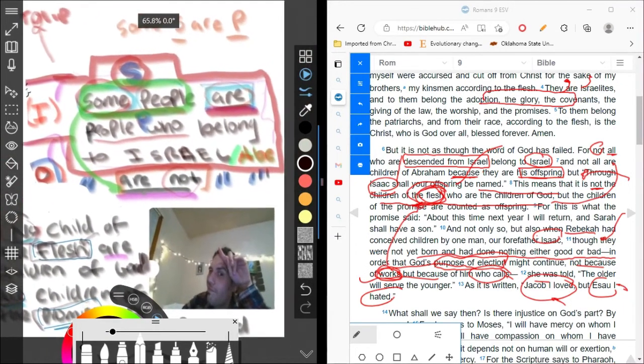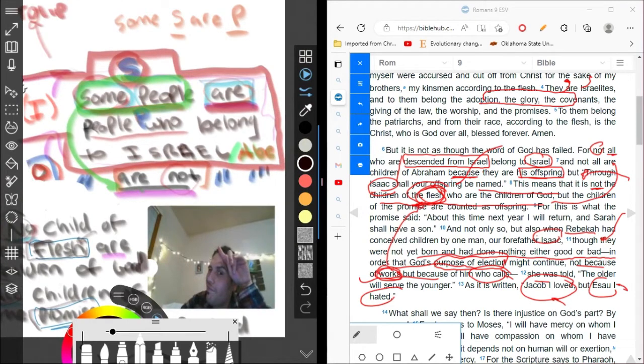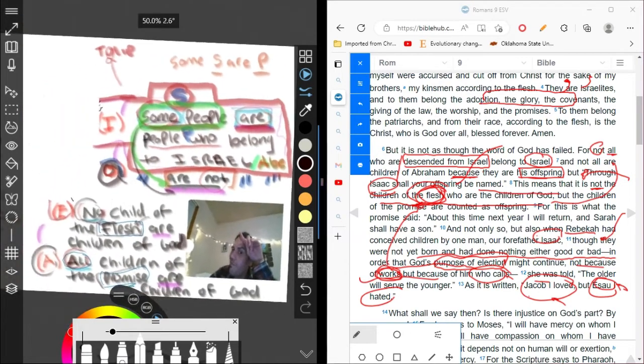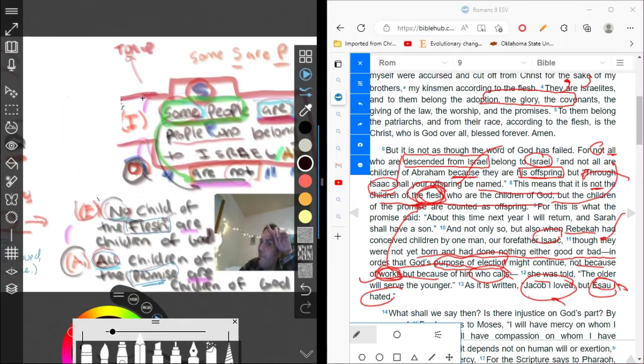So that's what we come up to here. Some people are people who belong to Israel, and those some people were Jacob and Isaac. And then we go to our O, which is some people are not people who belong to Israel, and that's Esau and Ishmael. So those are the some that do not. So what we learned is two universals, and two particulars are the cases. And these are probably like your rules, and these are the cases.